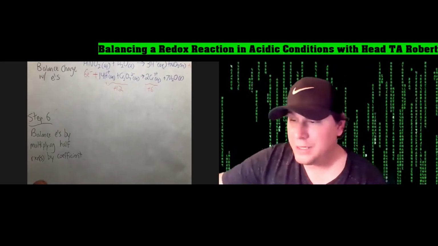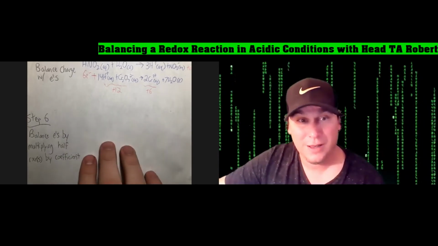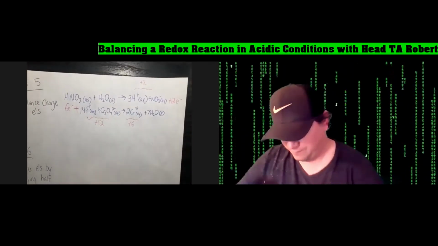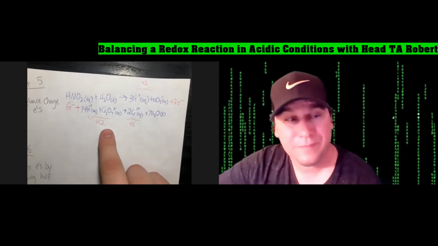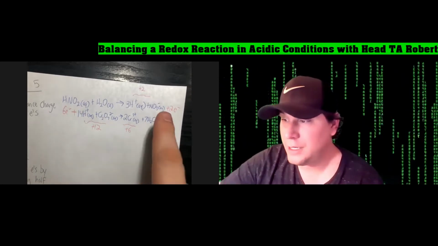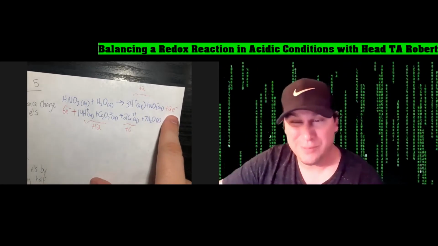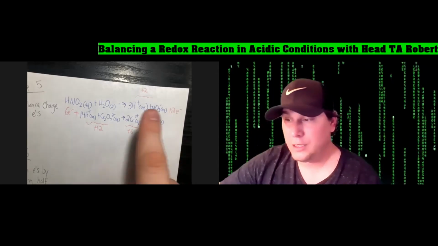So now we're going to balance these electrons by multiplying half reactions by a coefficient. So I'll show you up here. We need the electrons on the left, 6, and the electrons on the right to match, but they don't currently because on the right we have 2 electrons. So we need those to match.